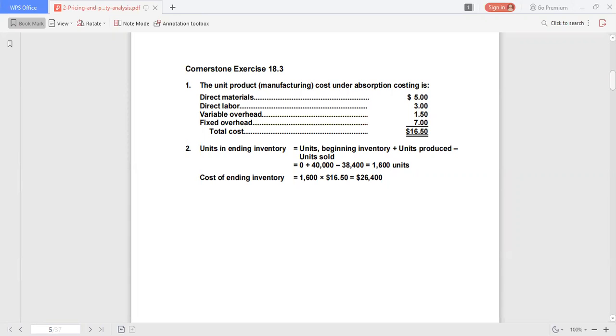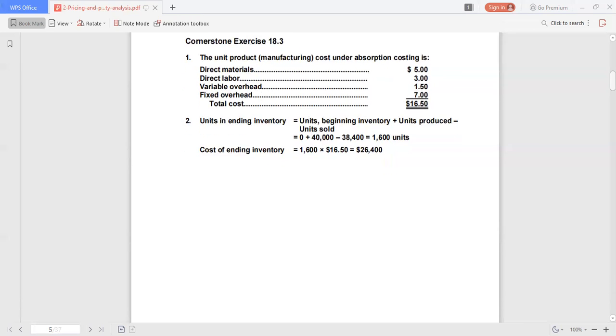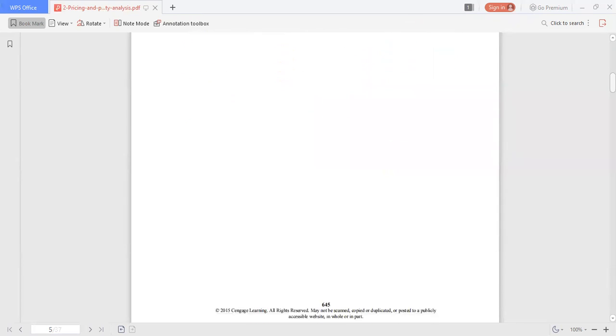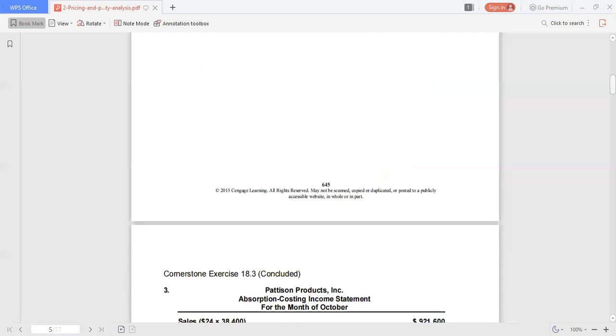So the units in the ending inventory, we have beginning of 0, then we have production of 40,000 units, and given in the problem, sales of 38,400 units. So the units in the ending inventory is 1,600. So the cost of the ending inventory is 1,600 units times 16.50. That gives us 26,400.